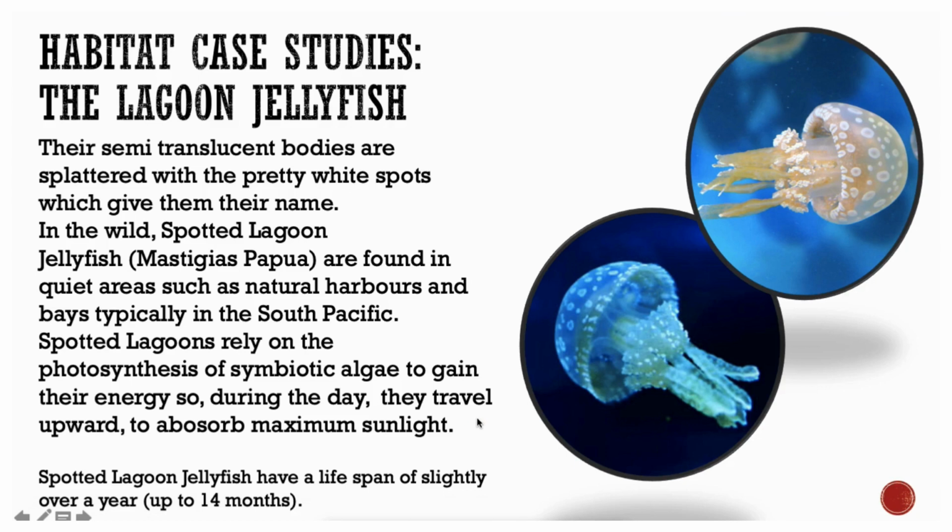The second habitat case study is the lagoon jellyfish. They have a lifespan of about 4 months, and they're very active in the summer and autumn. One of their most unique characteristics is that they live a symbiotic life with algae. So during the day, the lagoon jelly travels upward, orienting its body to absorb maximum sunlight.